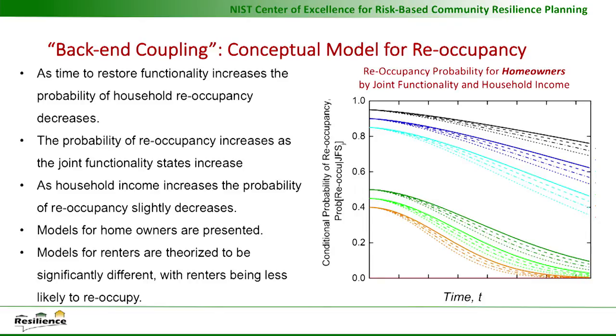We're theorizing here that households with more income have more capacity maybe to stay in a hotel or rent another dwelling unit until their pre-event dwelling unit has returned to a high state of functionality. In this case, we're looking specifically at homeowners, though we are looking at the difference between homeowners and renters. This has been found in other research to be a very significant predictor of reoccupancy, where renters are not able to return to a building until it has returned to a high level of functionality.